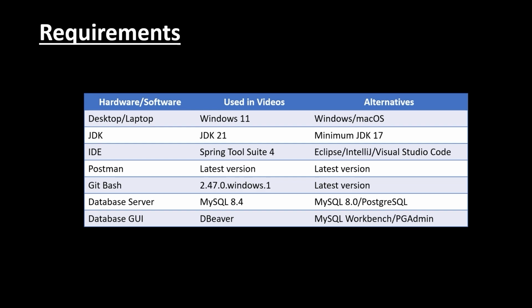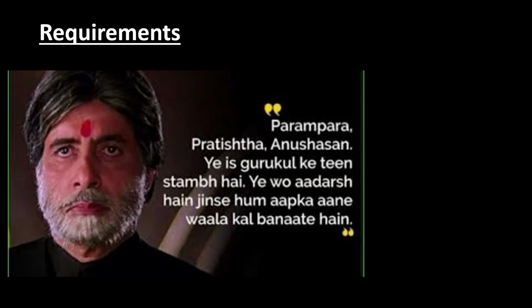Yeah. Then next, besides this, there are 3 more requirements. And these are Parampara, Pratishtha, and Anushashan. So you must have seen this movie. You can tell me the name of the movie in the comments. Okay. And in that movie, Amitabh Bachchan says that, okay, for that Gurukul, these 3 things are important: Parampara, Pratishtha, Anushashan.